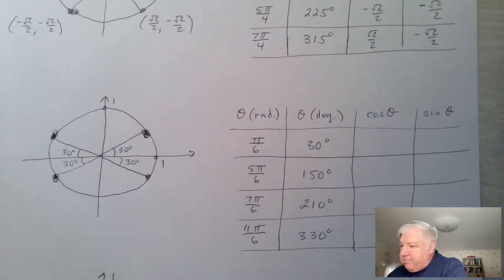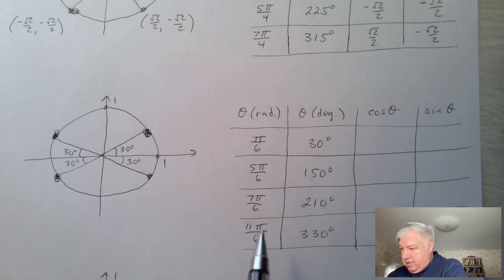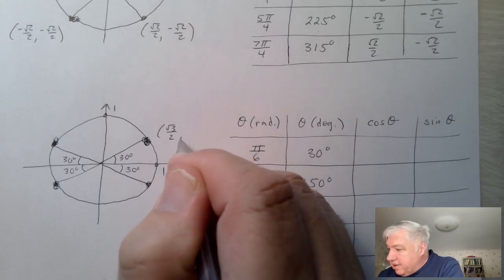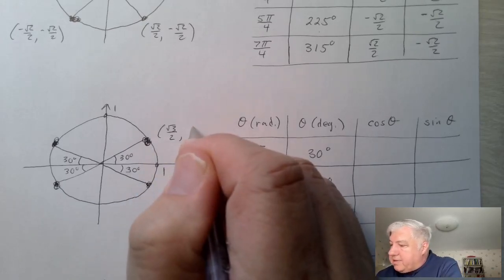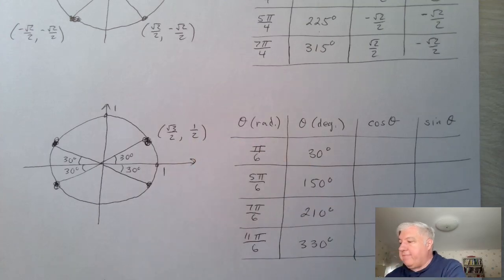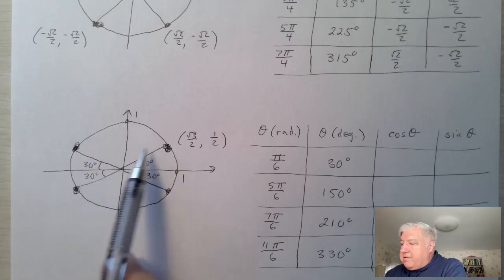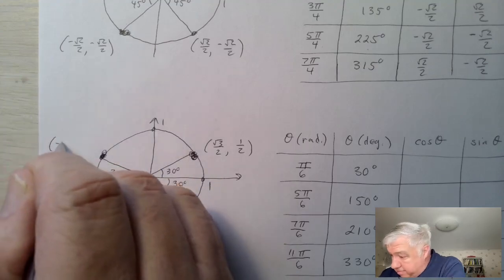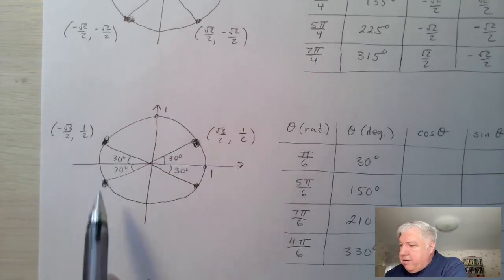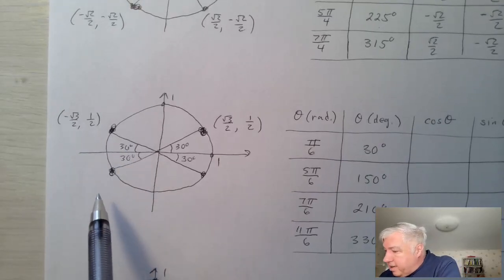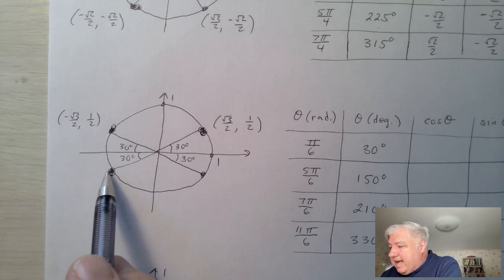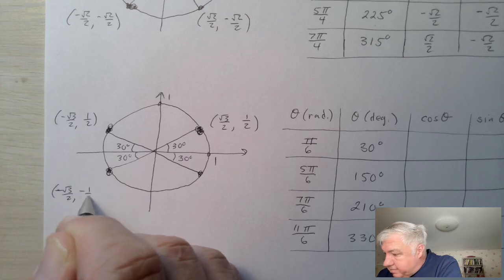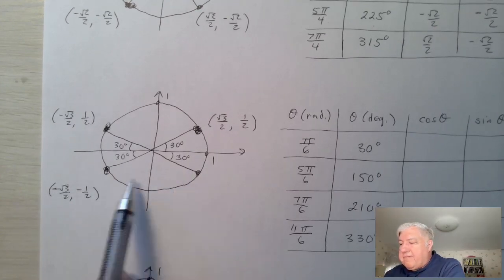Okay, let's do this again using 30 degrees. We know from last time that the cosine of 30 degrees is square root 3 over 2, and the y-coordinate, or the sine, is 1/2. Once again, with everything being symmetric, with these two points the x-coordinate is the same and the y-coordinate is opposite. And with these two points, the y-coordinate is the same and the x-coordinate is opposite.